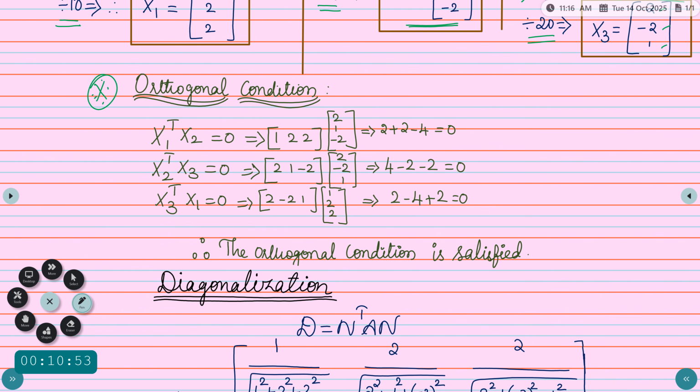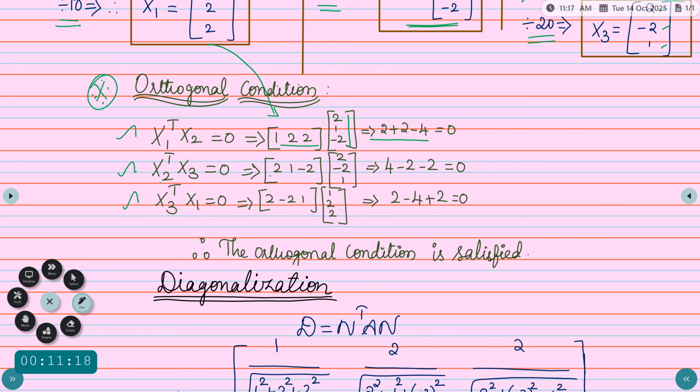So x1 transpose x2 equal to 0, x2 transpose x3 equal to 0, and x3 transpose x1 equal to 0. I am going to substitute the x1 transpose, that means column into row, sorry, row into column: 1, 2, 2 and 2, 1, minus 2. Multiplying this row into column, 2 plus 2 minus 4 equal to 0.